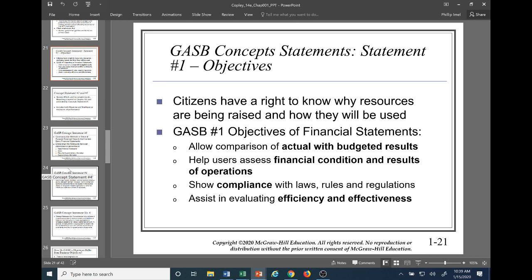GASB number 1, objectives of financial statements. It allows a comparison of actual with budgeted results. And we'll get into here, you'll see that there has to be a budget. Obviously, we've already talked about how important the role of the budget is. So the budget is going to have the actual budget compared to what the predicted budget was. That'll help the users assess the financial condition and results of operation. It'll help show the compliance with laws, rules, and regulations. And it'll assist in evaluating the efficiency and effectiveness.